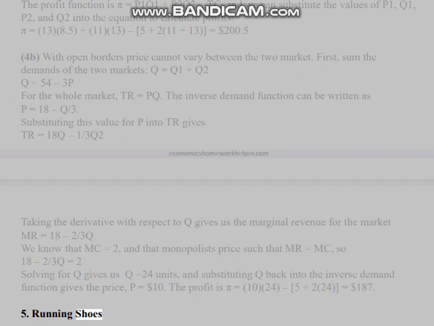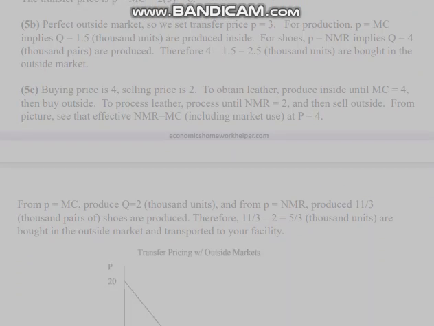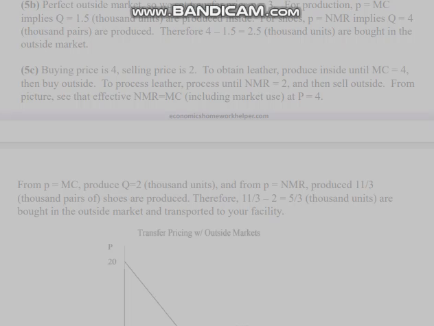5. Running shoes. 5a. Net revenue from producing shoes is PQ − TCS, which equals 20Q − 1.5Q² − 5Q equals 15Q − 1.5Q². Therefore NMR equals 15 − 3Q quetzales. We set NMR equals MC for leather. MC equals 2Q, so 15 − 3Q equals 2Q, giving Q equals 3. The transfer price is P equals MC equals 2 × 3 equals 6.